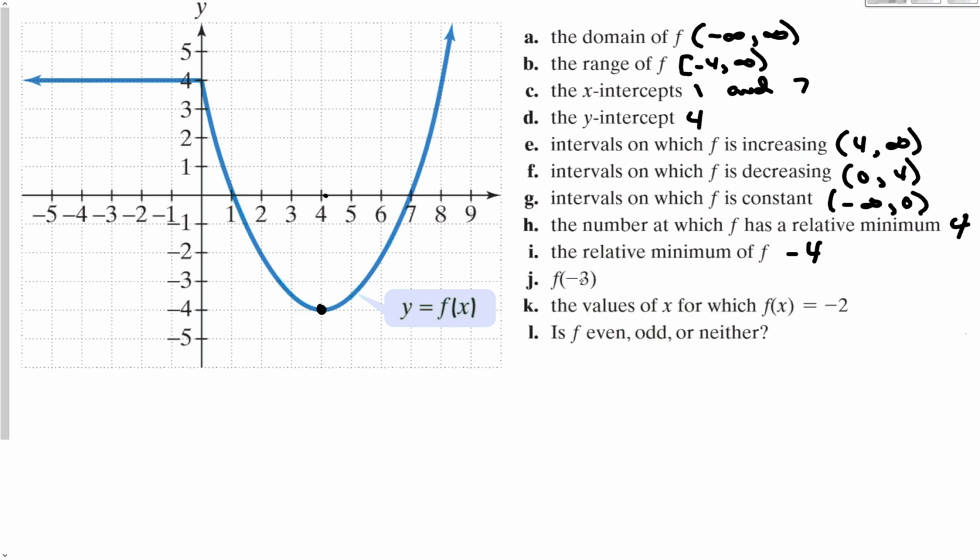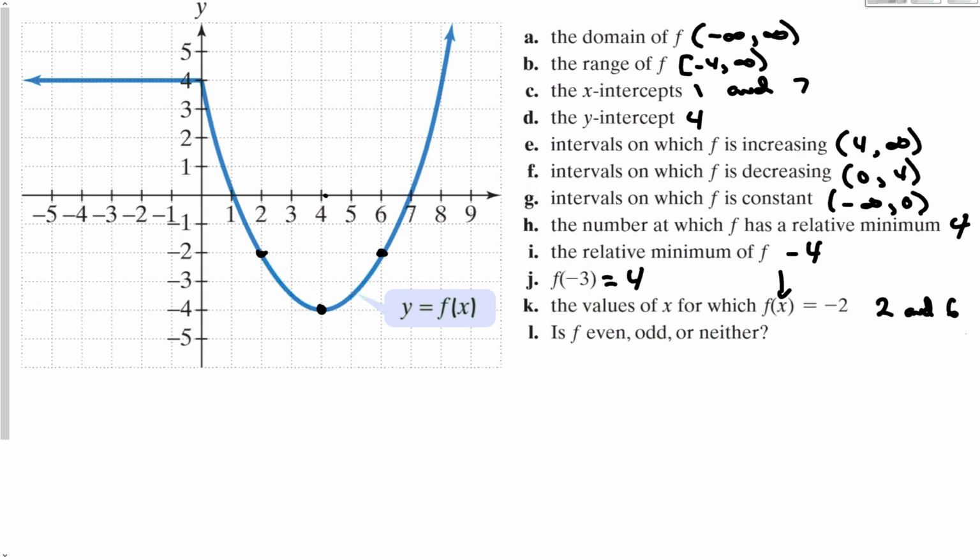Just like this question right here, f of negative 3 is asking me for the output at negative 3, which is 4. The values inside of the function right there go in as inputs. So these are the inputs for which f of x is equal to negative 2. Well, here's where the function equals negative 2, and here's where the function equals negative 2. So this would be 2 and 6.